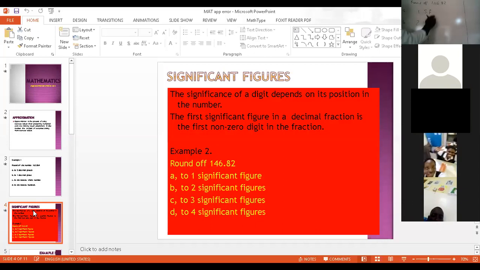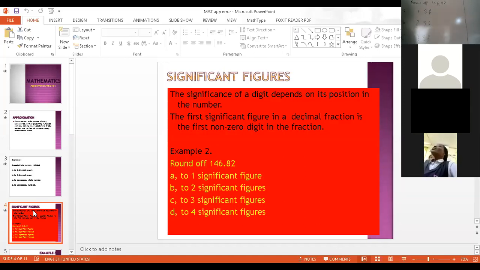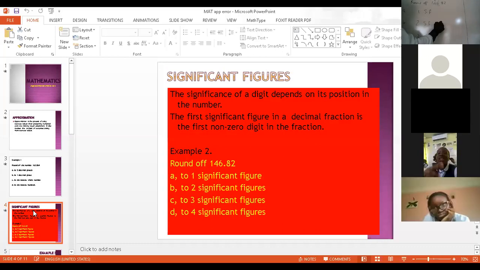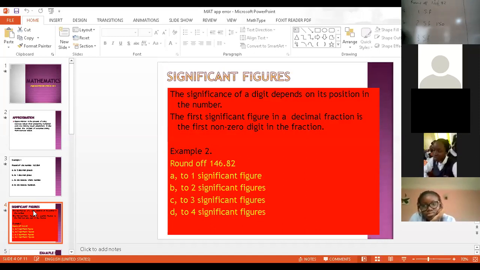2 significant figures means you need 2 numbers. There must be 2 numbers here. Now, the third number here is 6. So you round up, turn it to 1, and add it to 4. So this will be 150.